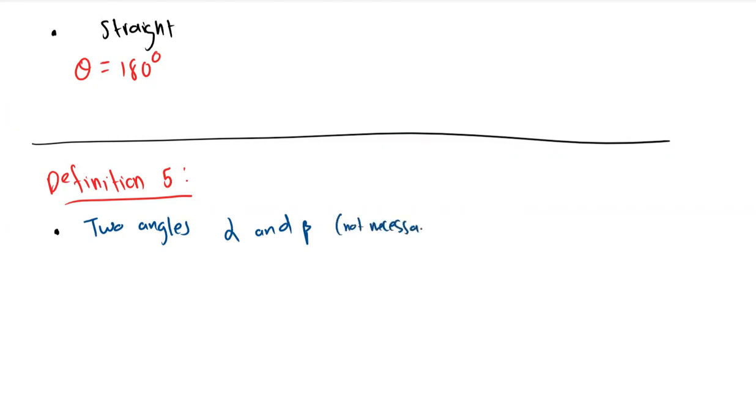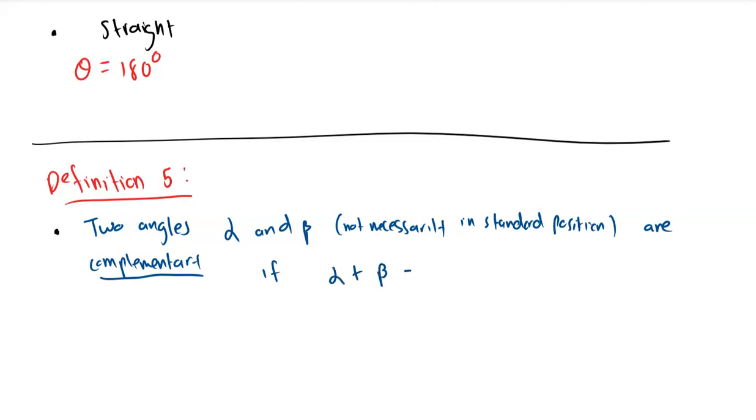But again, most of the time, unless stated otherwise, we're thinking of angles in standard position. But two angles, alpha and beta, are complementary if their angle measurements add up to 90 degrees. Sorry, I said it and wrote it wrong again. Complementary is 90, so 90 degrees.